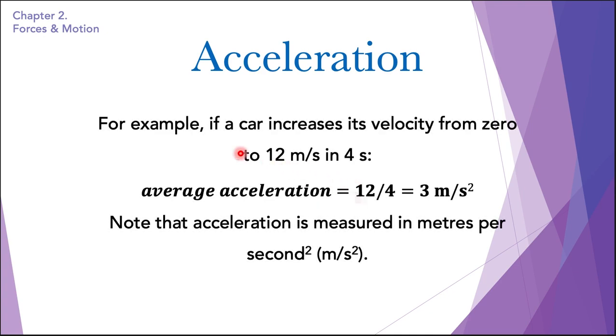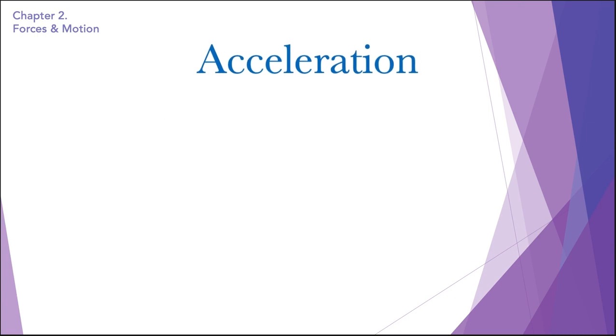For example, if a car increases its velocity from 0 to 12 meters per second in 4 seconds, the average acceleration would be equal to 12 divided by 4, which is equal to 3 meters per second squared. Note that the acceleration is measured in meters per second squared. This 2 means square. So acceleration is also a vector quantity.